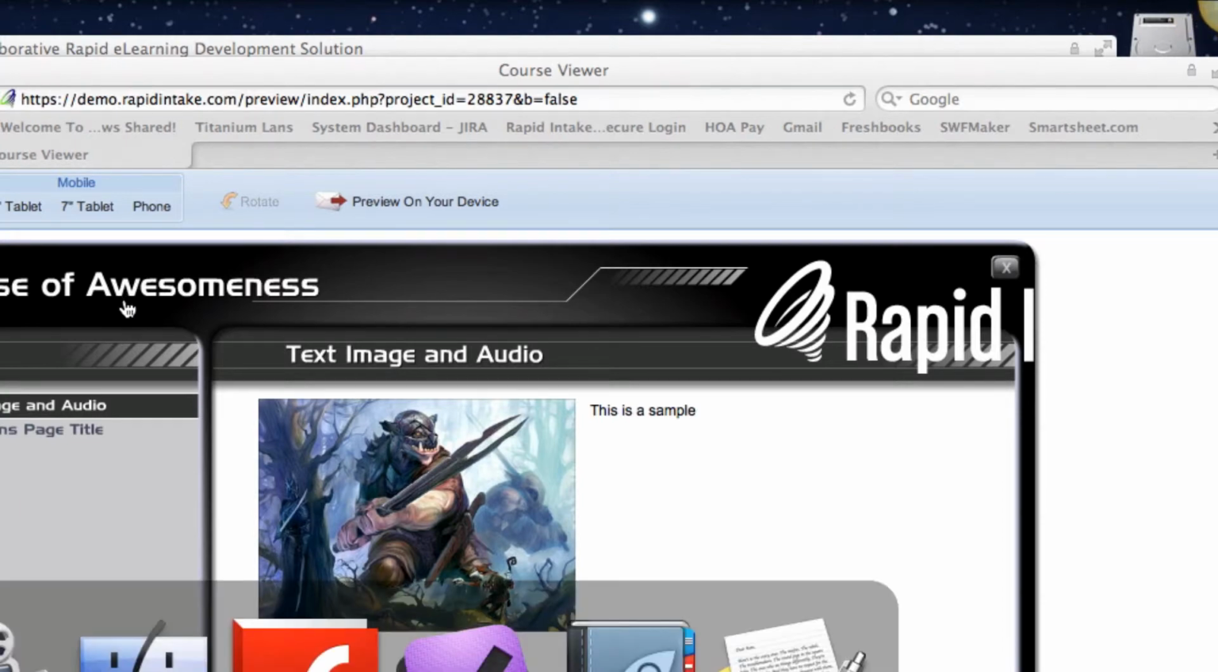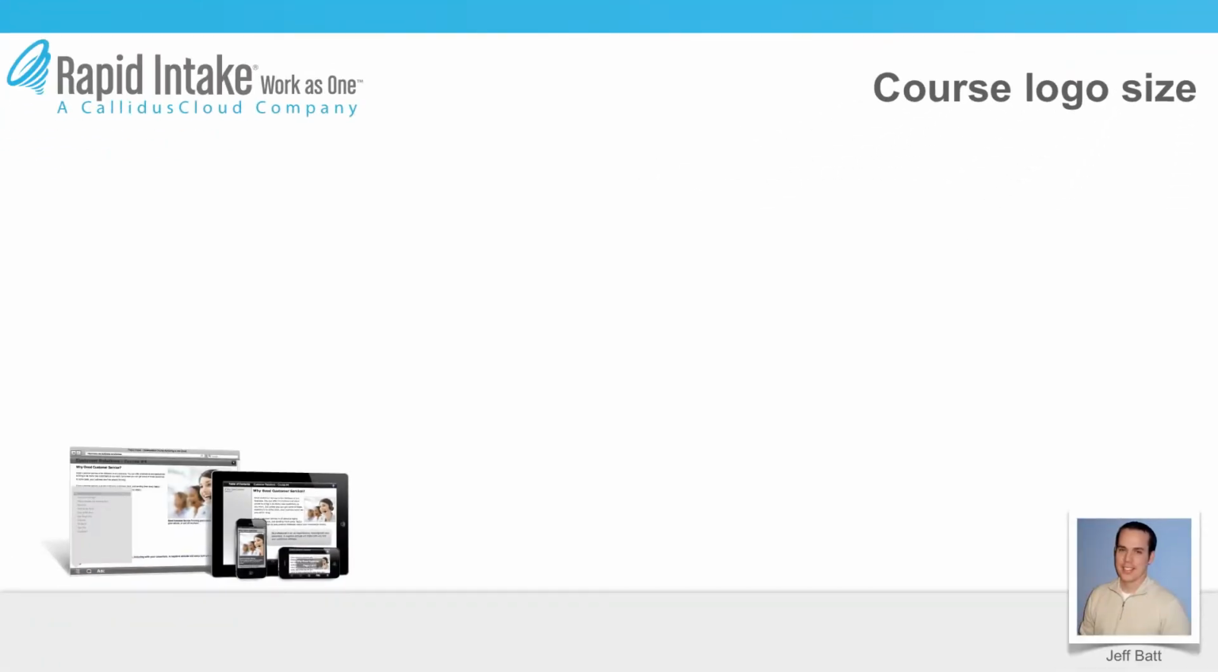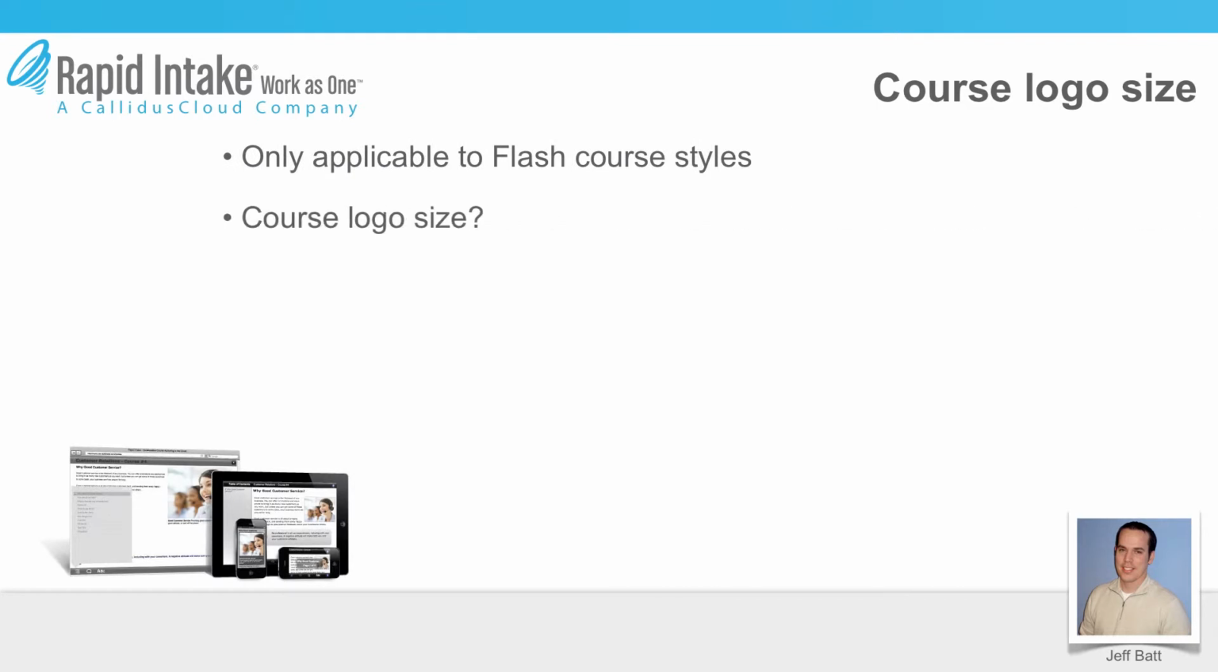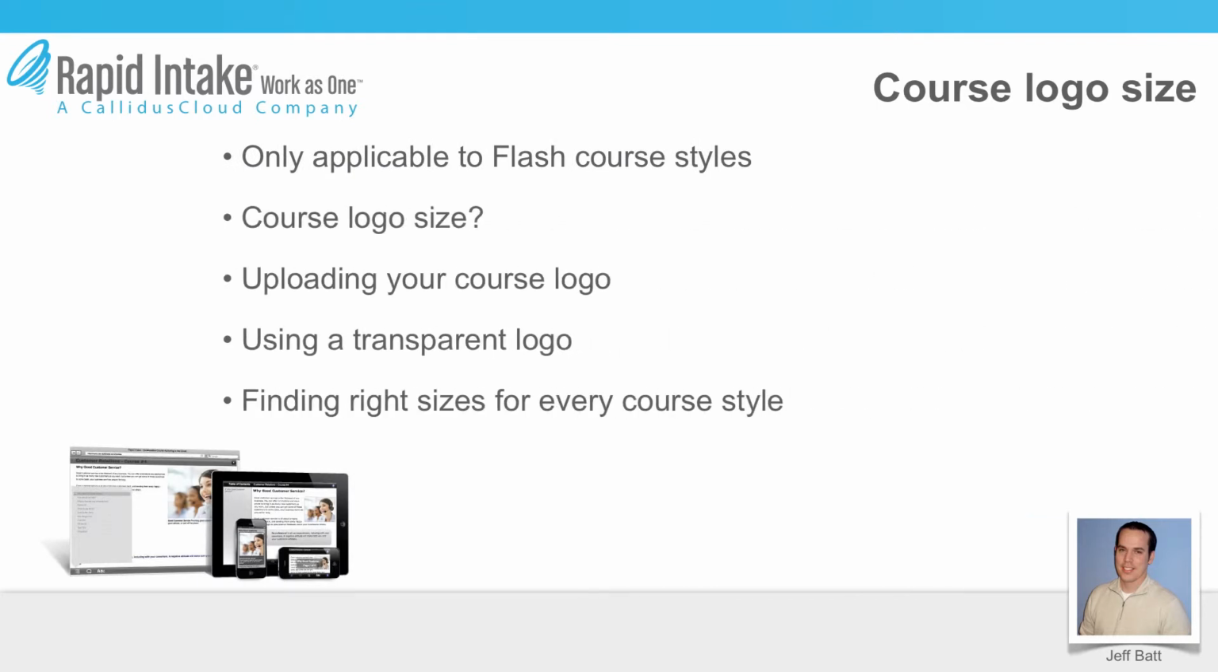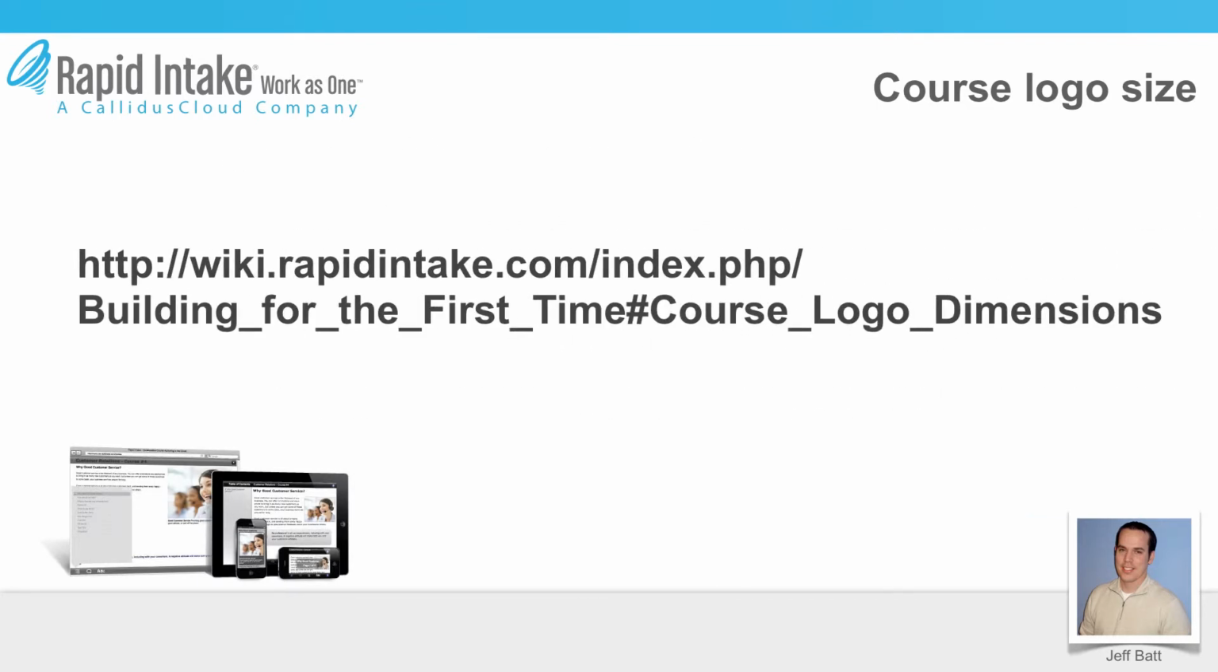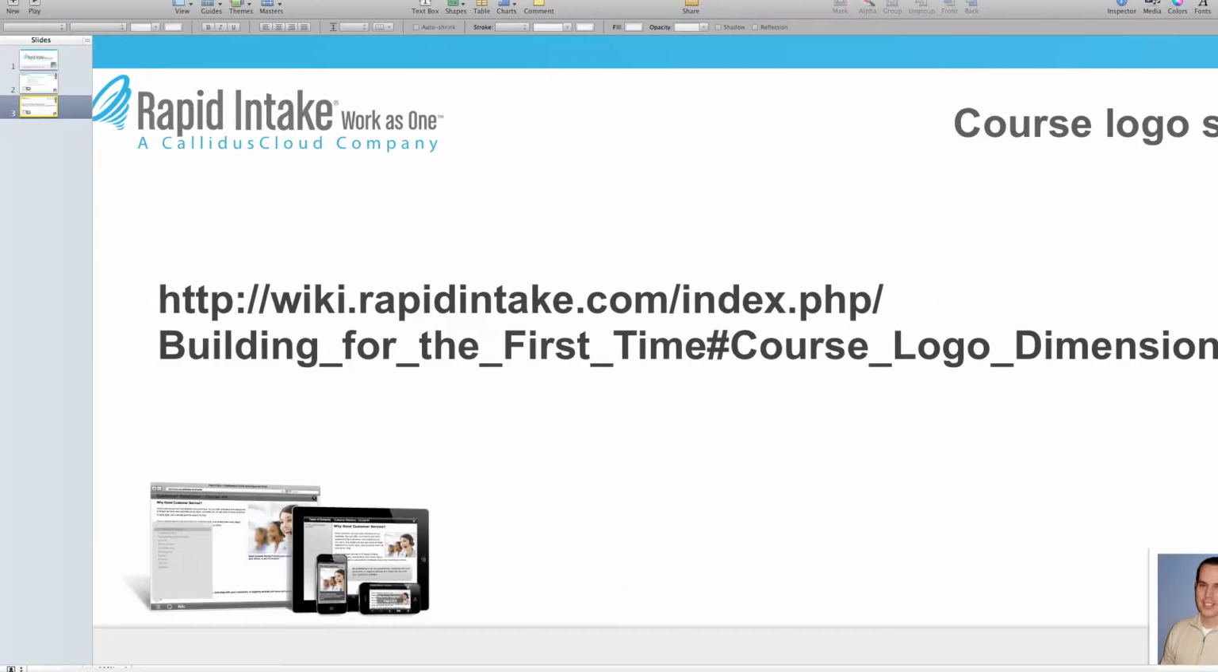Or you can actually go to our website, and on our website, let me skip through this real quick. On our website, at the location you have here, it will actually tell you the course logo dimensions for each of the default styles that Rapid Intake has. If you need to pause the video to write that down or to navigate to that URL, feel free to do that, but this is where you would actually get the course logo dimensions. So let's go ahead and pull that up.